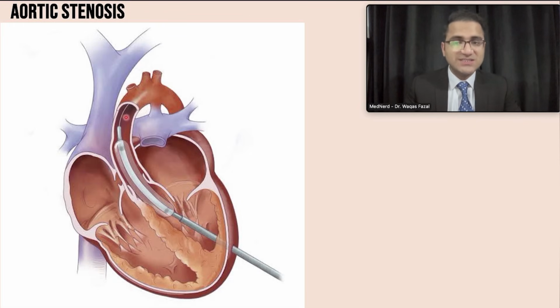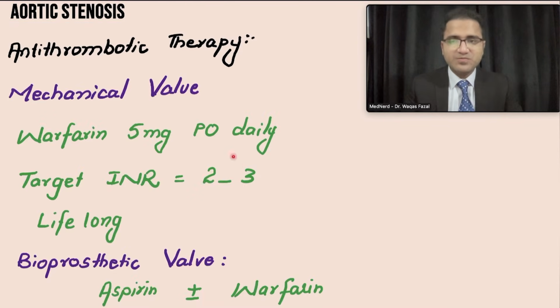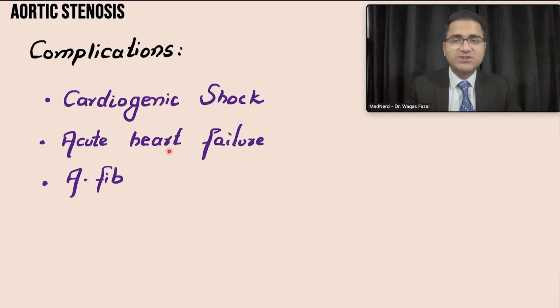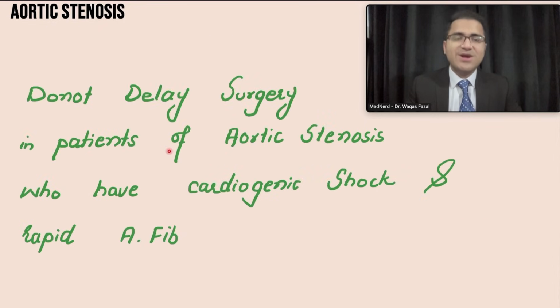Percutaneous valvuloplasty is also done in children. You have to put the patient on anticoagulants. DOACs are not preferred in patients with valvulopathy. Remember the complications: do not delay surgery if the patient presents with cardiogenic shock or AFib.